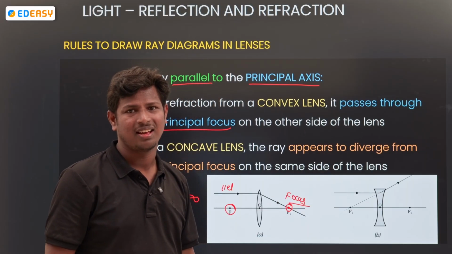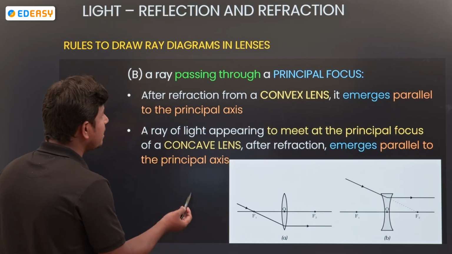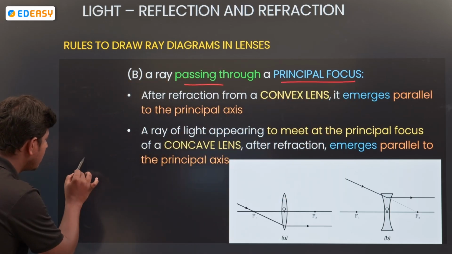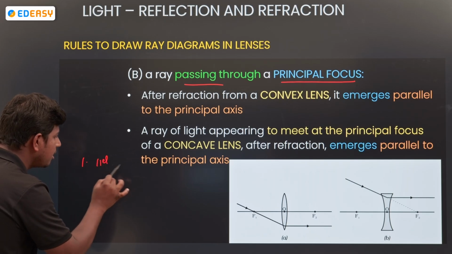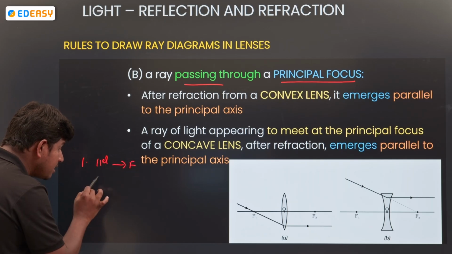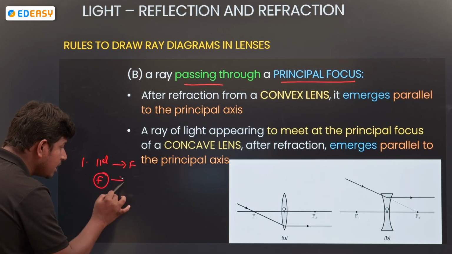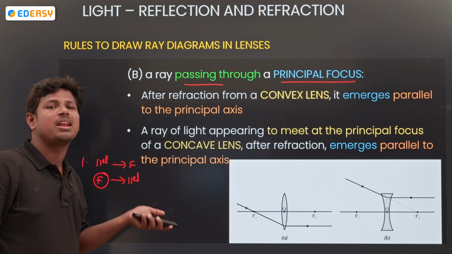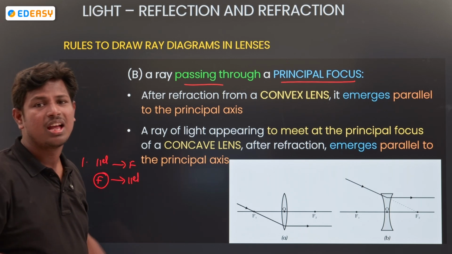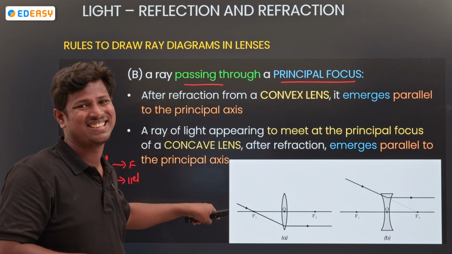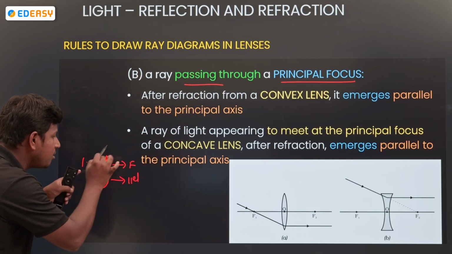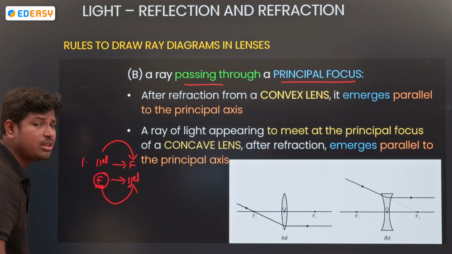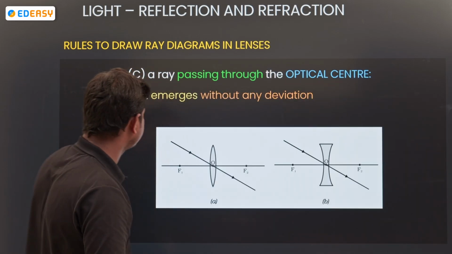Clear? Next, a light ray passing through the principal focus. First point: parallel means meet at a focus. And passing through the focus, it will be parallel to the principal axis. Quite opposite, right? We already discussed this in mirrors; the same thing is happening here. There concave mirror, here convex lens. So parallel to the principal axis, meet at focus. Passing through the focus, becomes parallel to the principal axis. Clear?